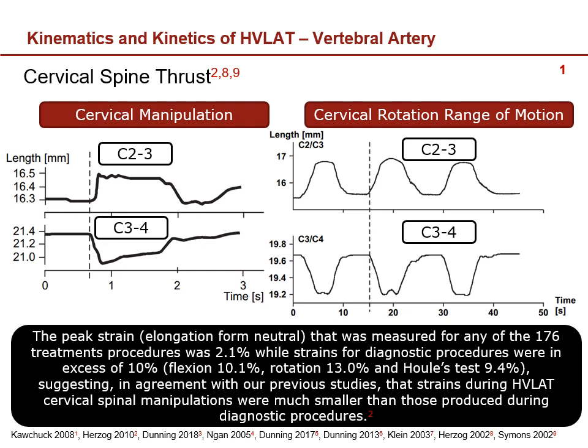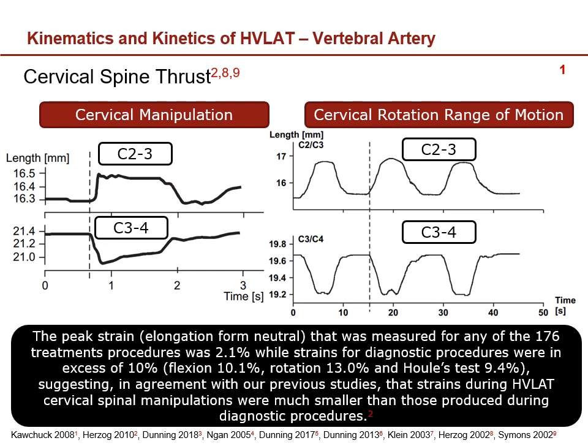The conclusion that the authors came to was that the peak strain elongation from neutral measured for any of the 176 treatment procedures was 2.1%, while strains of the diagnostic procedures were in excess of 10%. This suggests, in agreement with the authors' previous studies, that strains during HVLA were much smaller than those produced during diagnostic procedures.